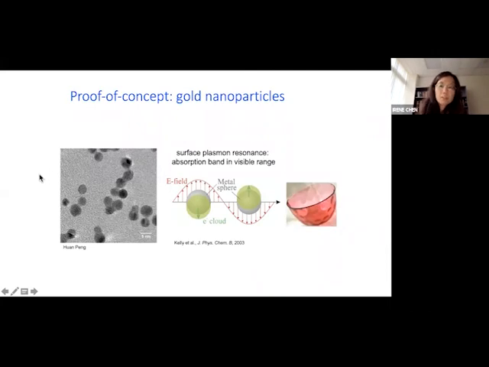So our proof of concept here was with gold nanoparticles. These are spheres, and gold nanoparticles and also gold nanorods exhibit something called surface plasmon resonance, which is a collective oscillation of the electron cloud, which occurs upon absorption of electromagnetic radiation at the right wavelength. So for nanoparticles of this size, roughly 4 nanometers, we get absorption such that it appears to be a red color.